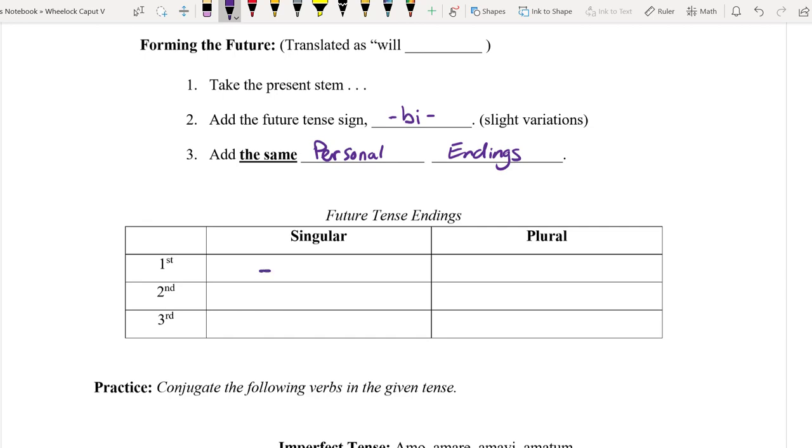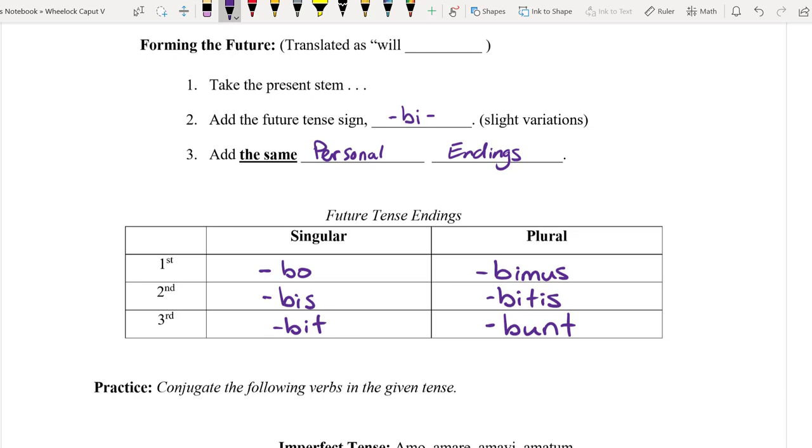Okay, and here's where we have our variations. It's bo instead of like bim. And then it's bis, bit, bimus. So far, only first person singular is weird. Bitis. And then here, bunt. For some reason, bint didn't sound good to the Romans, and they gave us bunt.